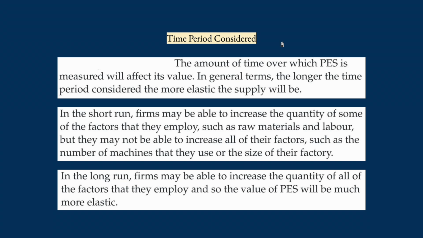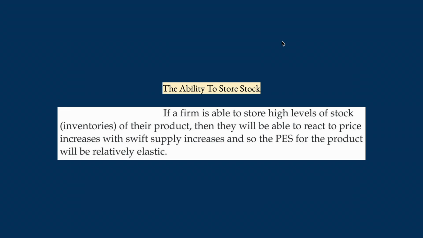And now we have our last non-price determinant, which is the ability to store stock. Now, if a firm is able to store high levels of stock or inventories of their product, they will be able to react to price increases or sudden changes in supply with swift increases, and so the PES for the product will be relatively elastic.